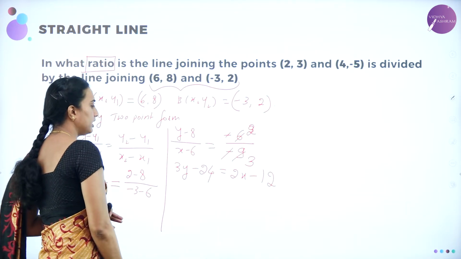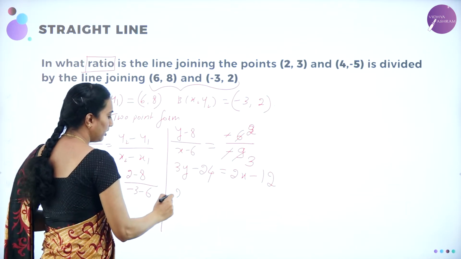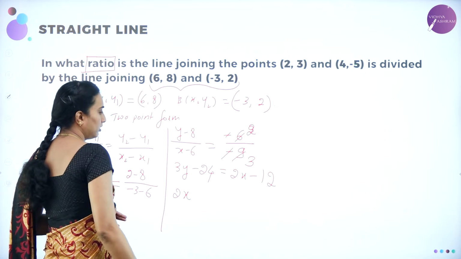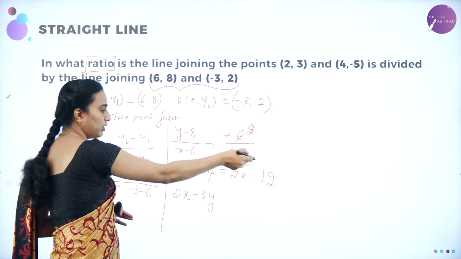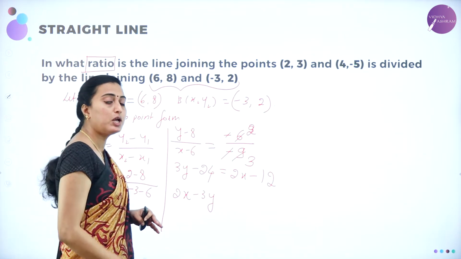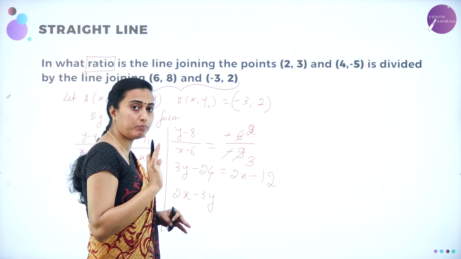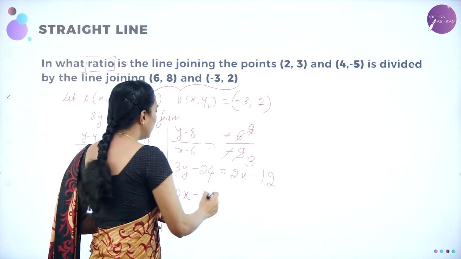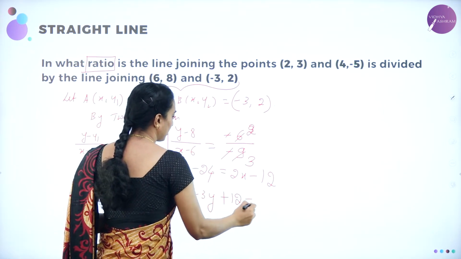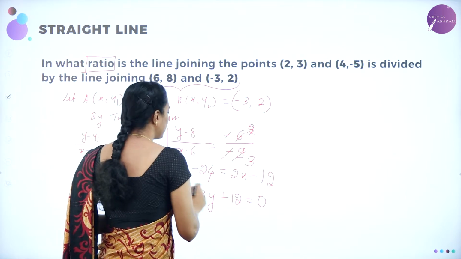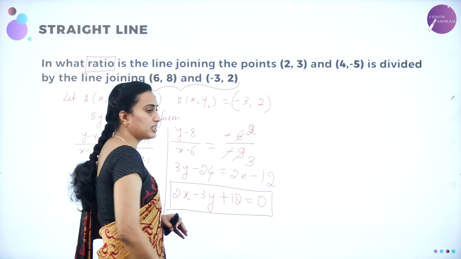Now take all the other terms to one side: 2x - 3y. Here -24 comes to that side and becomes plus 24. -12 plus 24 is plus 12 only. So 2x - 3y + 12 = 0. Now this is an equation. Let me call this equation as it is.